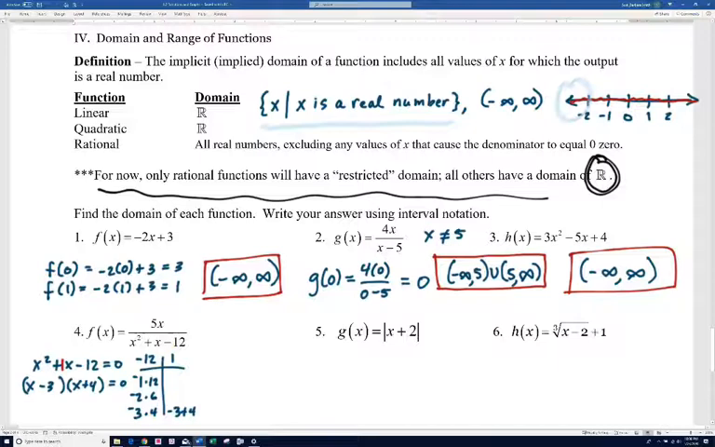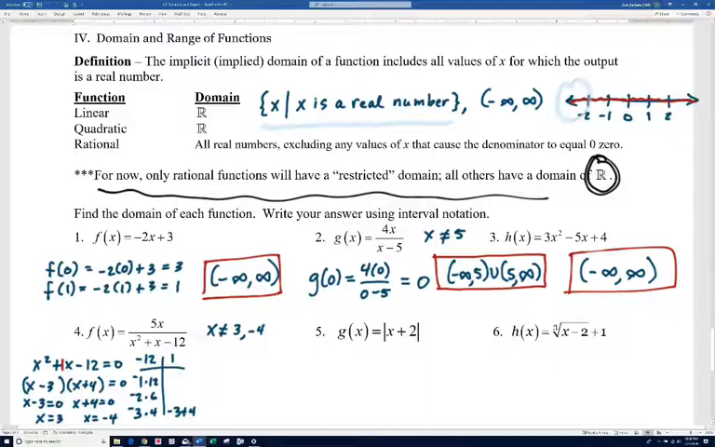Because if we multiply two numbers and we get 0, one of the numbers must be 0. Either x minus 3 is 0 or x plus 4 is 0. And so when you solve for x, you get 3 and negative 4. Now remember, those are the values that cause x squared plus x minus 12 to equal 0. Those are the values that would cause our denominator to equal 0 or make us undefined. And so those are our restricted values. X can't be 3 or negative 4.